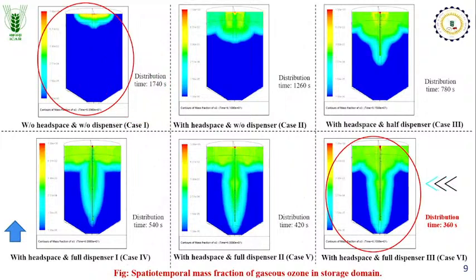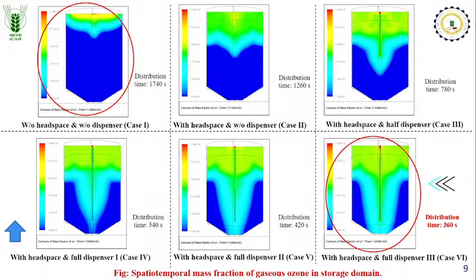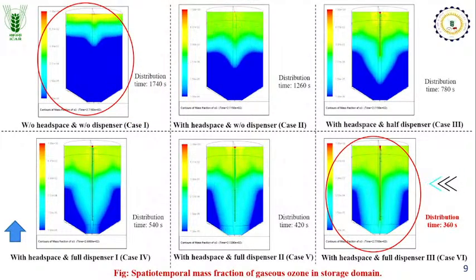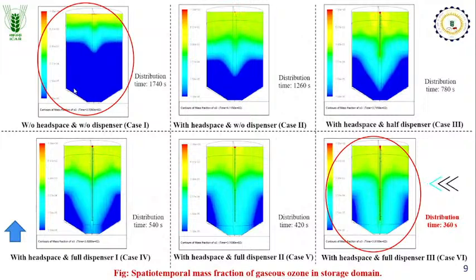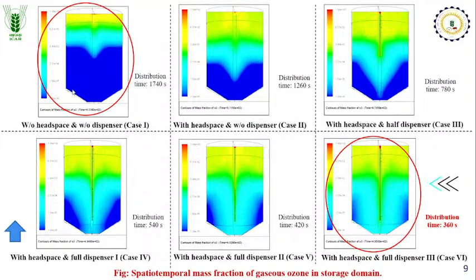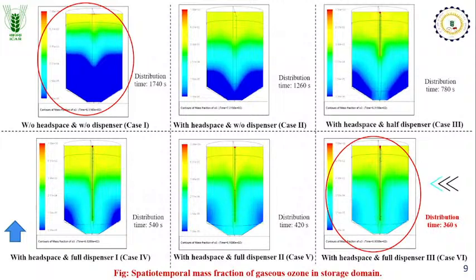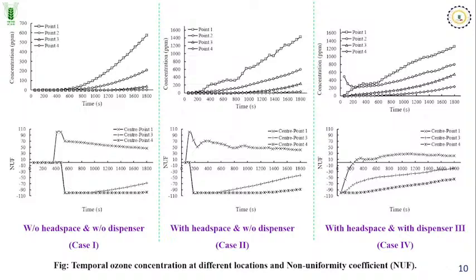And here we can see the spatio-temporal mass fraction of gases in the storage domain. Here we can see the first case, without headspace, without dispenser. The distribution time was around 1740 seconds, but with the optimized dispenser, it is reduced to 360 seconds. This is the temporal ozone concentration at a location, non-uniform coefficient.